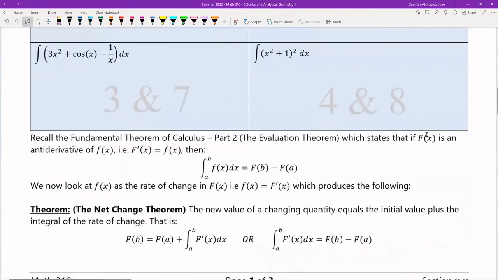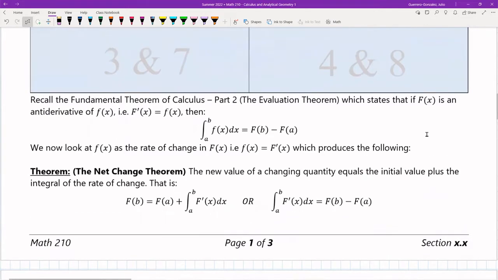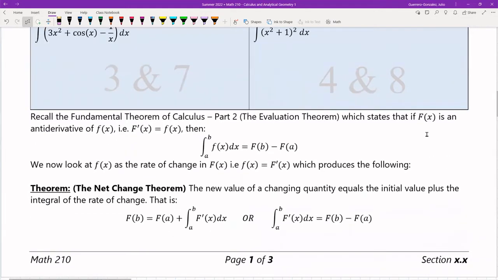So what I want to cover in this section really quick is what's called the net change theorem. What I do want to recall is the fundamental theorem of calculus part 2. It's the evaluation theorem. It states that if big F of x is an antiderivative of f of x, so if you take the derivative of big F, you get little f, then the evaluation theorem states that we can do this. The integral from some point A to some point B of little f of x is equal to big F of B minus big F of A.